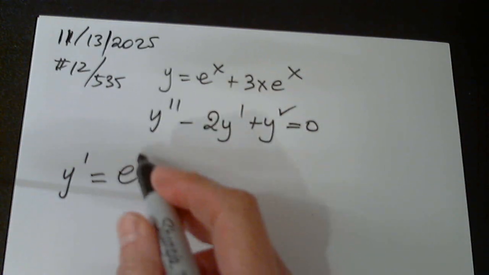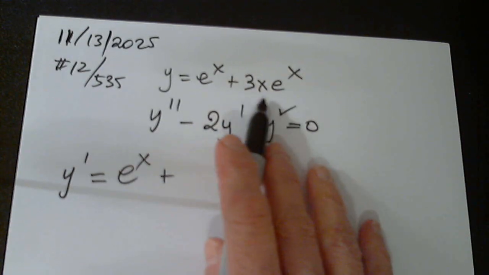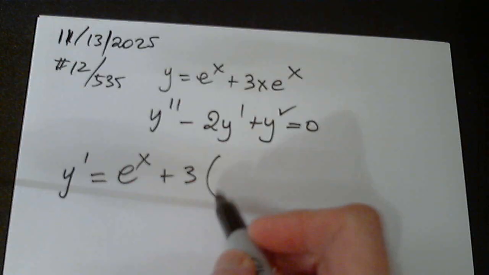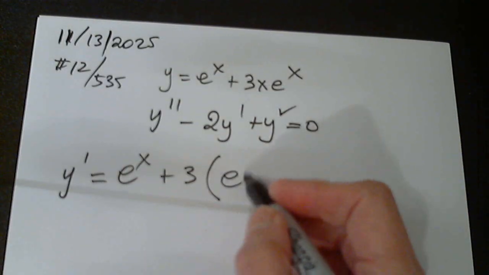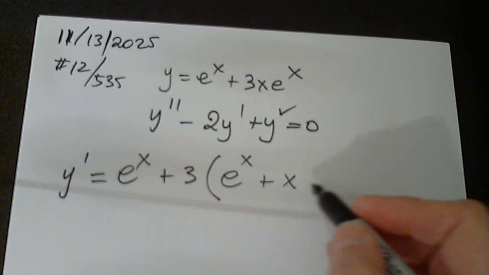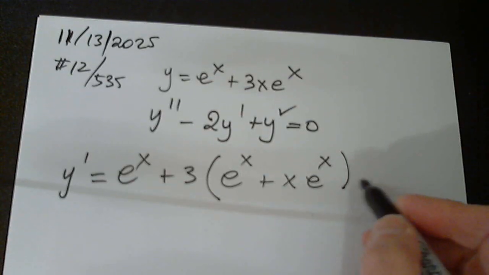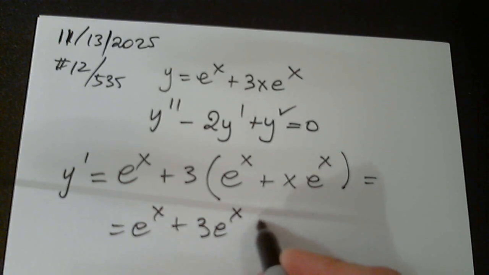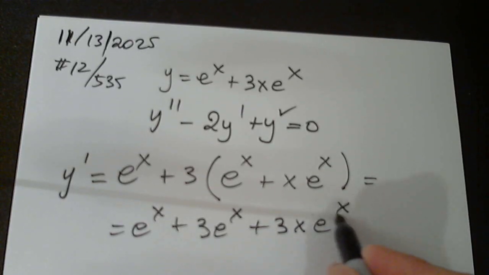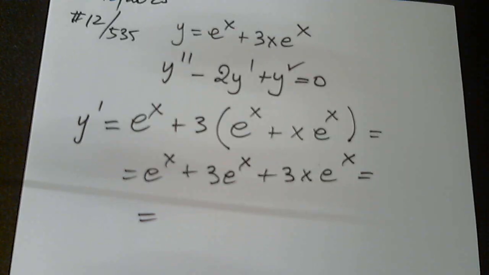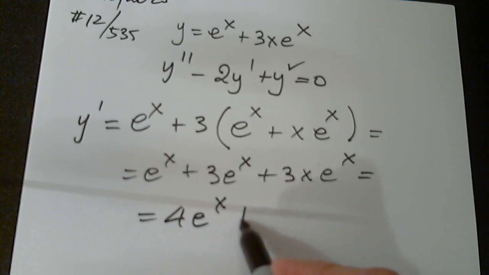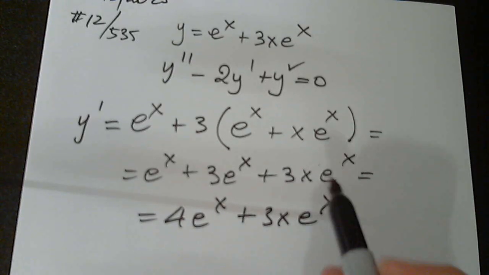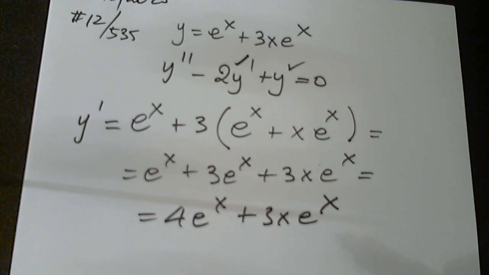e to the x is e to the x. Now, here I have to use the product rule. First function prime is 1 times the second function plus x times the second function prime. I will distribute: e to the x plus 3 e to the x plus 3x e to the x. And I see that I have 4 e to the x plus 3x e to the x. So now I will also have y prime.